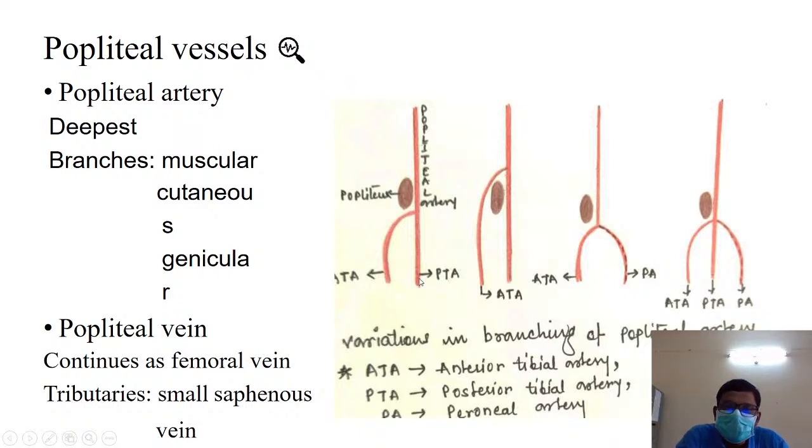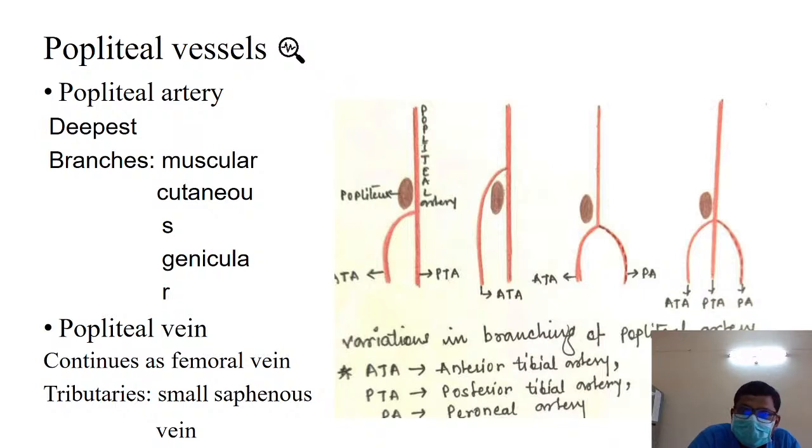In a few cases, sometimes the popliteal artery will start branching above the level of the popliteus muscle, wherein one branch, the anterior tibial artery, comes in front of the popliteus muscle, and the posterior tibial artery comes behind the popliteus muscle.